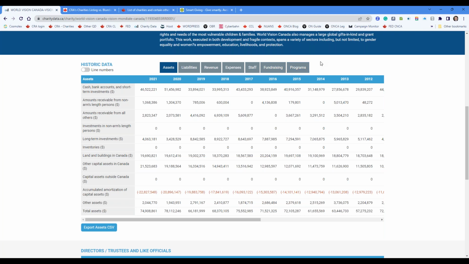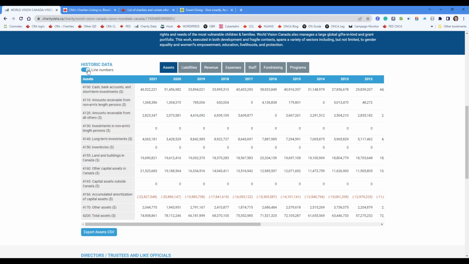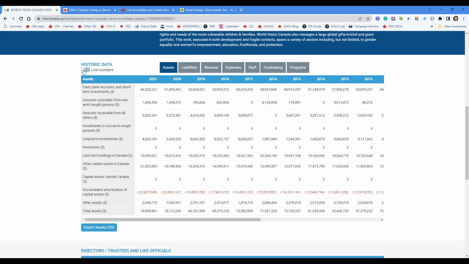All this information comes from the T3010 form that is filed by registered charities every year. Hopefully, they do a good job of filing. The information here is only going to be as good as what the charities have provided, and then CRA has to input the information. If you would like to know what line number a particular thing is on the actual T3010 form, you can just toggle here where it says line numbers, and then you can see that.